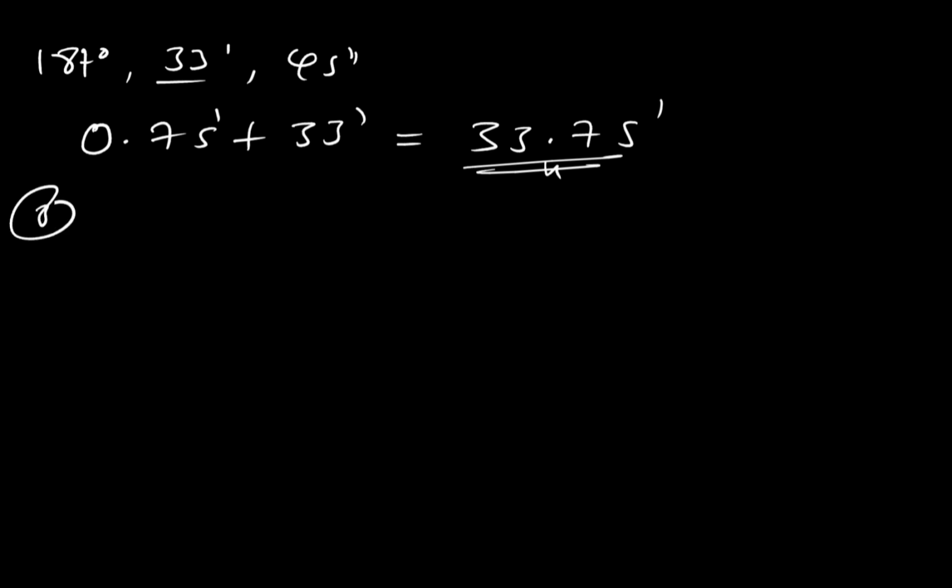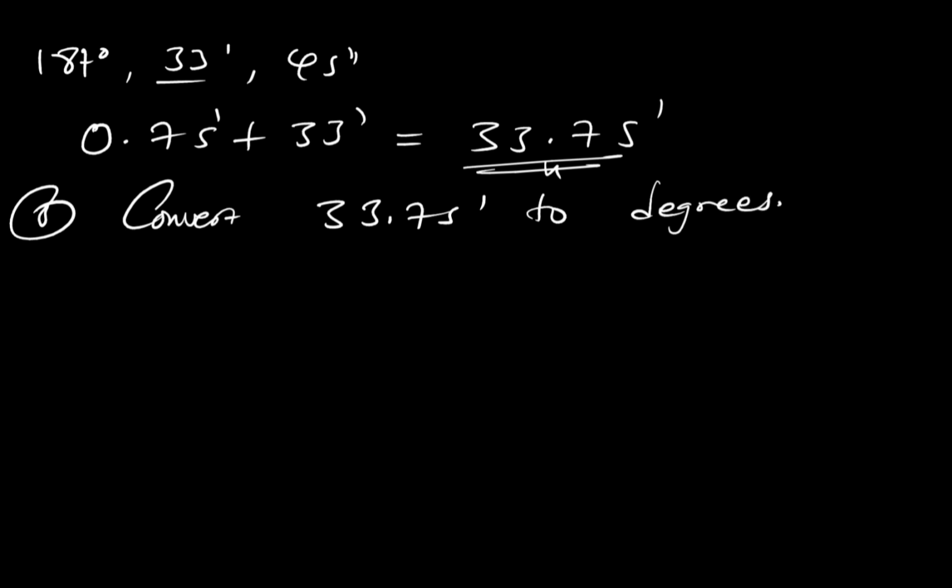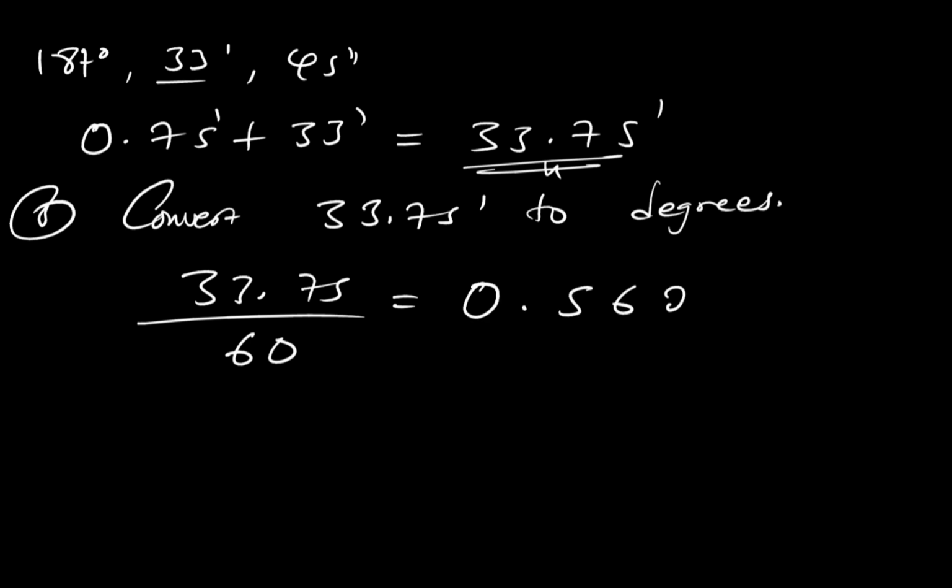Now once you have these minutes, all you have to do is convert these minutes to degrees, which is step 3. Convert 33.75 to degrees by simply dividing by 60 as well. So you have 33.75 divided by 60, and if you do that, you get 0.5625 degrees.